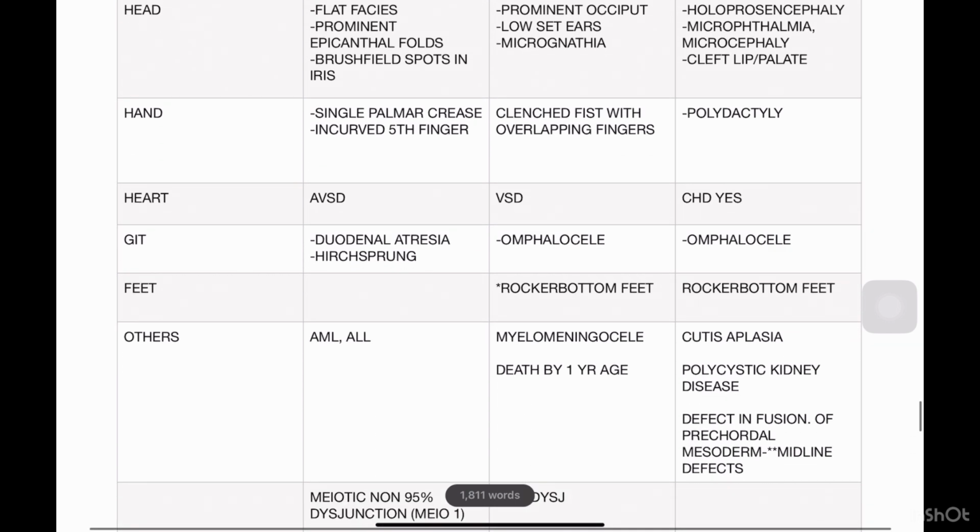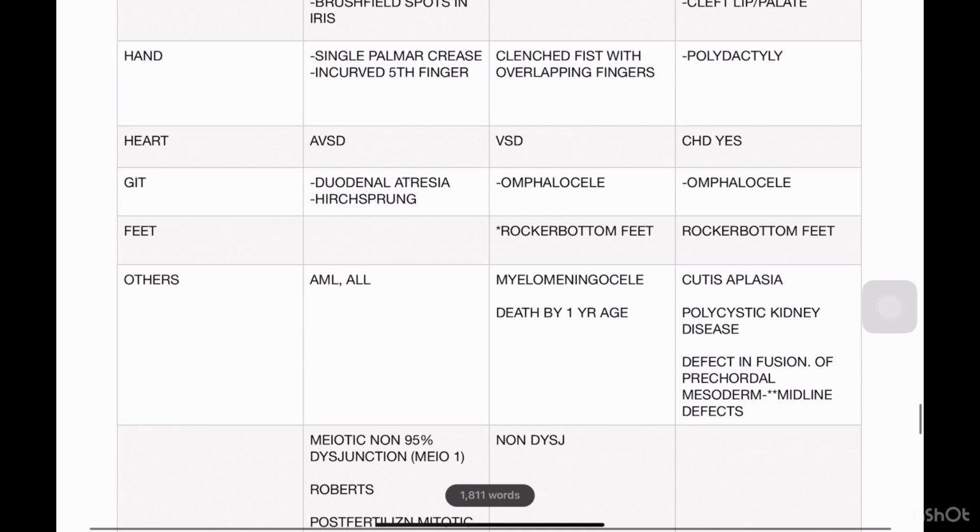And coming to the GI tract, Down syndrome patients might show duodenal atresia. Now, during the development of the duodenum, there comes a point where it epithelializes and blocks the lumen. Eventually, it also recanalizes and the lumen is free. But in case of duodenal atresia, this recanalization doesn't happen, so it remains blocked. So that can happen in Down syndrome, or Hirschsprung disease can occur.